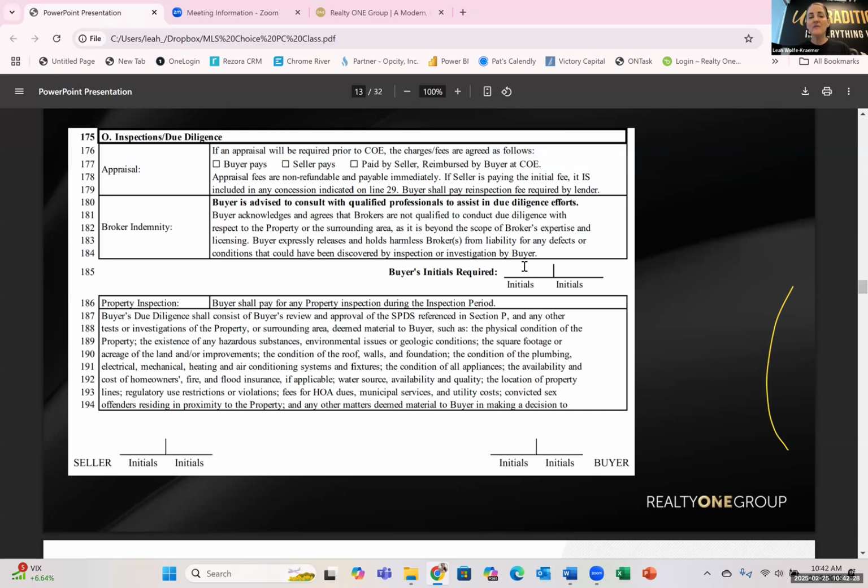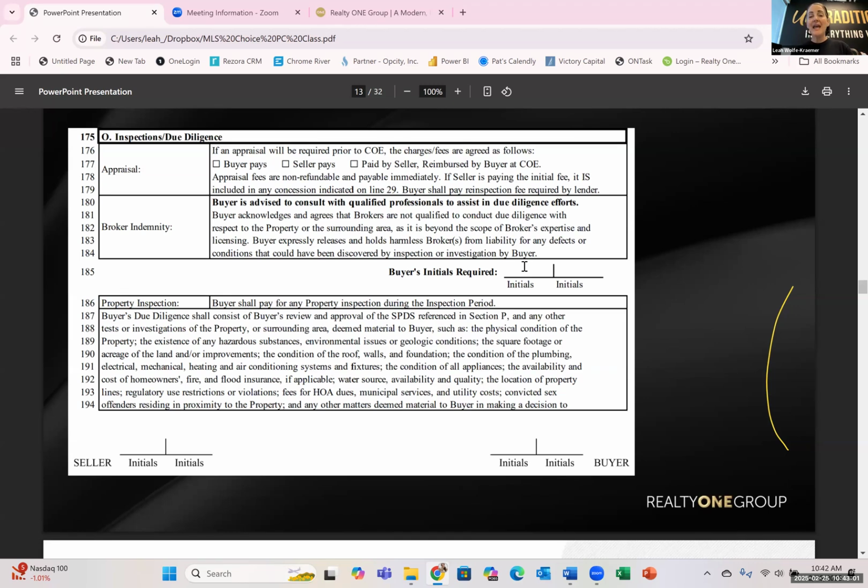If seller is paying the initial fee, this one's a little different, and I think, again, less confusing. So right now in the AAR contract, there's a box to mark. If seller is paying the initial fee, unlikely but possible, it is included in any concession indicated on line 29. So the AAR contract says is or is not, which then people get confused about: wait a minute, does that mean I subtract it or I add it to the total concession? So if I'm getting $5,000 in concessions, am I subtracting the $500 appraisal or am I adding the $500 appraisal? So really I'm getting $5,500 in concessions. You see where that can become a little wonky.